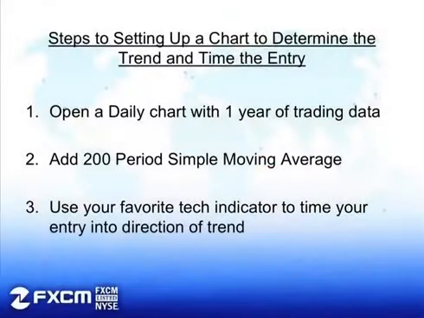So, steps to setting up a chart to determine the trend and time the entry. First thing I do is open up a daily chart with about one year's worth of trading data. It doesn't have to be right to the day or anything like that, but about a year. I like to see that. And most of the charts that I just showed you were roughly a year of trading data, give or take. And then we add a 200-period simple moving average to the chart. And then add on your favorite technical indicator for when we get to the time that we're going to time our entry into the direction of the trend on that daily chart.